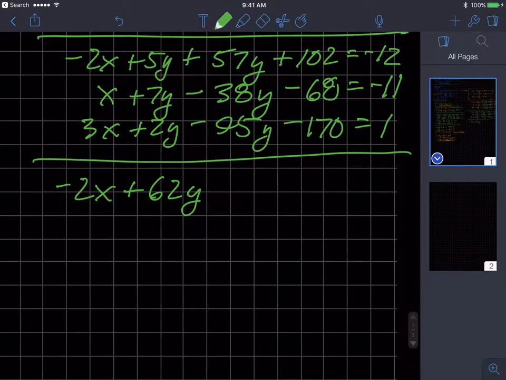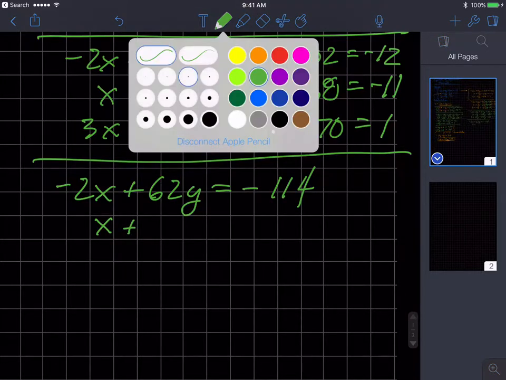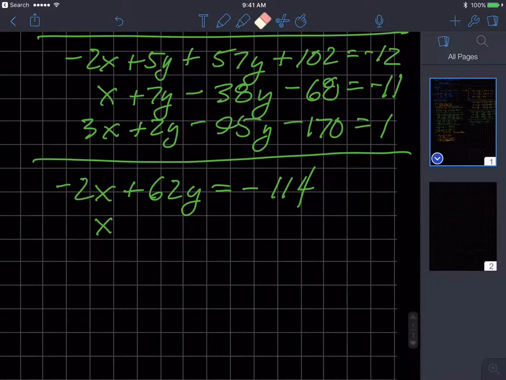So 102, that's negative 114. And then this guy I have x plus, minus, oops, sorry, minus 7. So that's minus 31y. That's starting to look promising. Add 68 to both sides. So that's going to be positive 57.